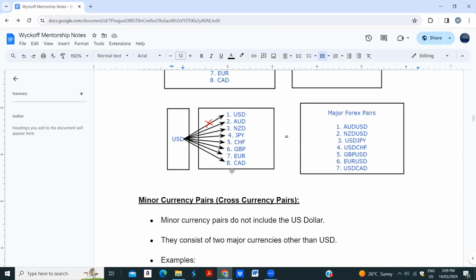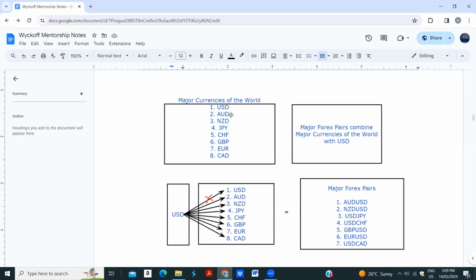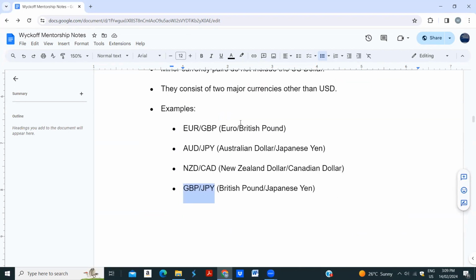So what we have to do is combine all major currencies excluding US dollar. In the major currency pairs, we combine all major currencies of the world with the US dollar. Here in the minor currencies, we combine all major currencies together excluding US dollar. US dollar is not involved here. This is the major difference between major currency pairs and minor currency pairs.